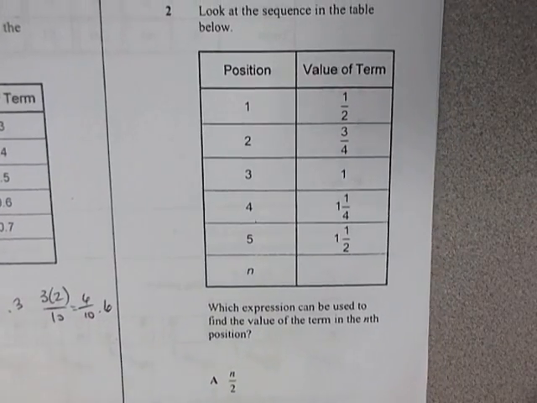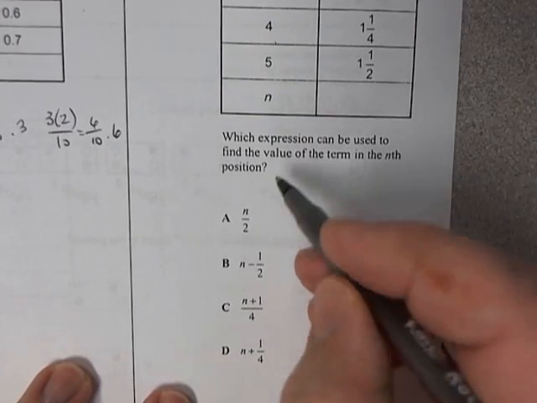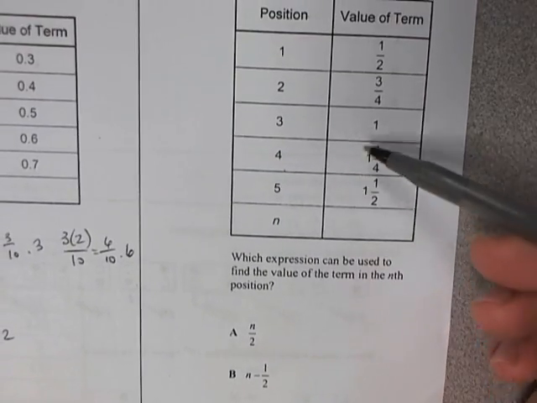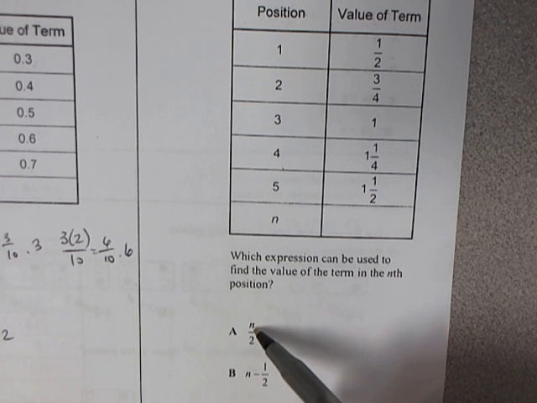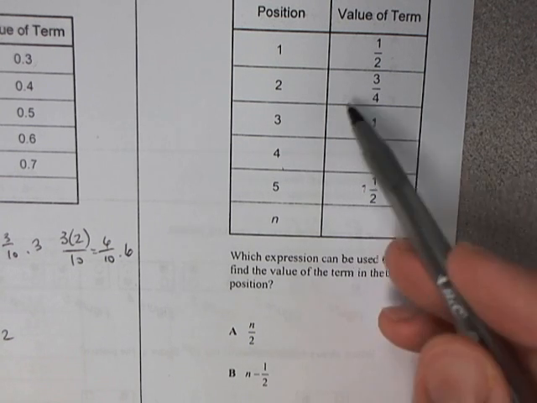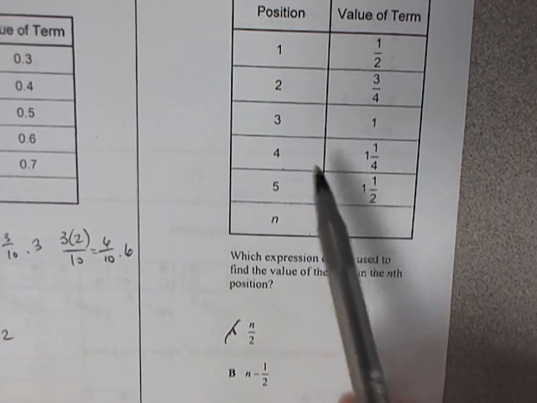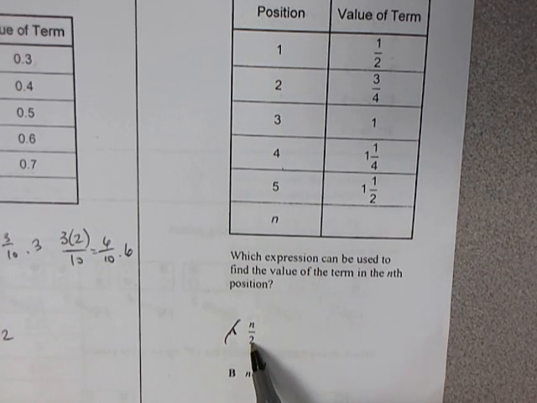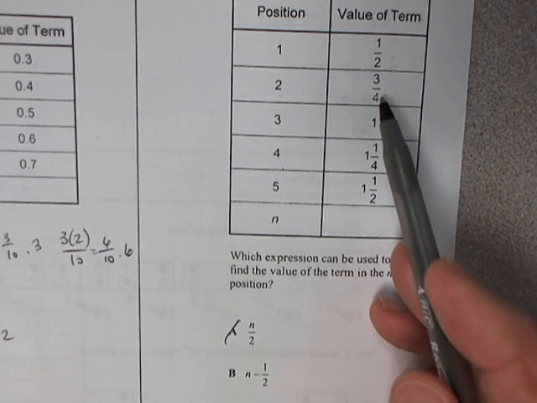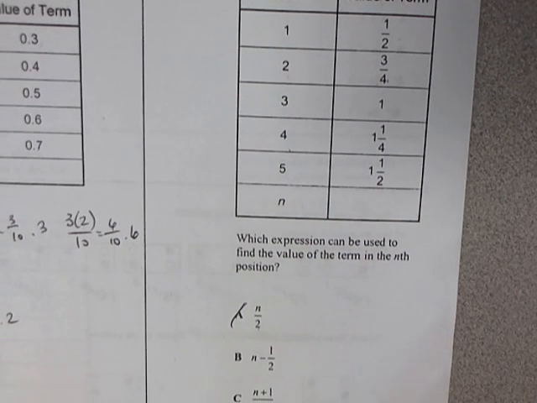Number 2. Let's plug in position 1 to see if we get 1/2. Well, I know that we do get 1/2. Let's plug in position 2 to see if we get 3/4. No, we don't. So when you plug in position 2 into answer choice A, you get 2 over 2, which is 1, and we're looking for 3/4 in position 2.